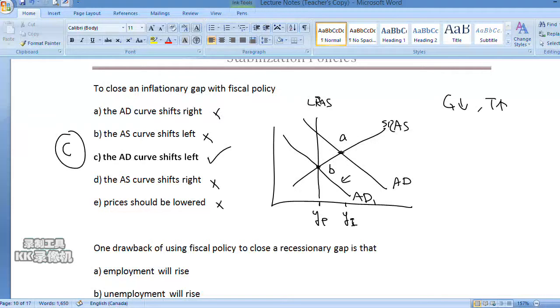Well, in this case, we do see that prices are lower due to a leftward shift of the AD curve, but fiscal policy doesn't really have control on price level. It's more on the monetary side when we increase the money supply.